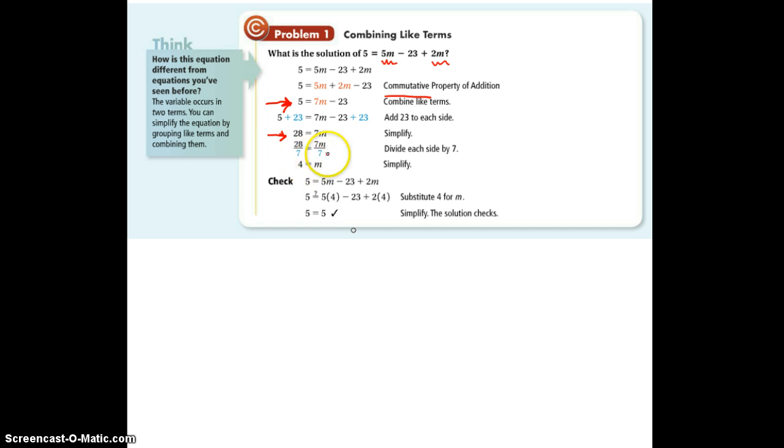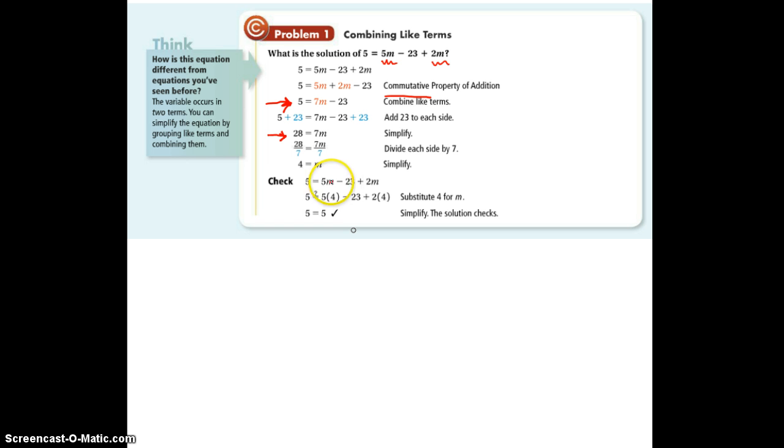And so that means now your last step, the opposite operation, I would divide both sides by 7. So when I divide both sides by 7, I get my final answer, m equal to 4. And then we can double check that. Does m equal 4? Well, let's plug it back in.